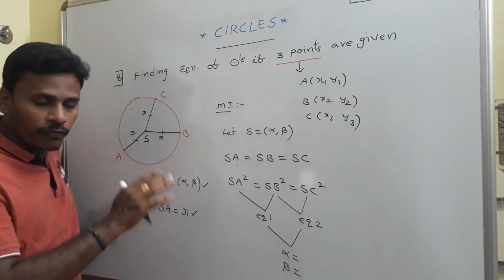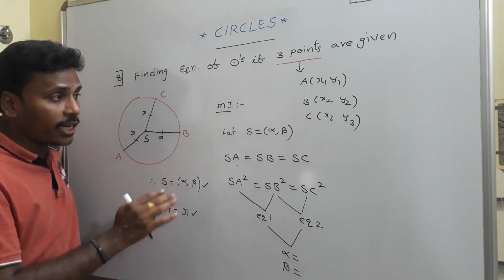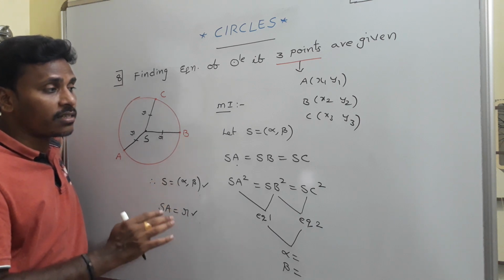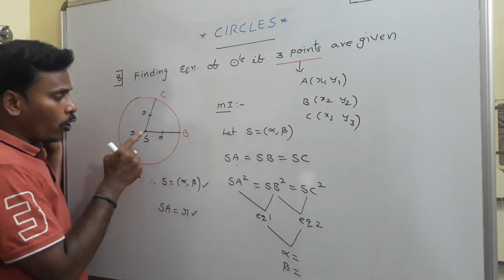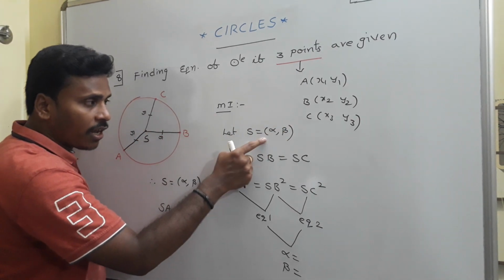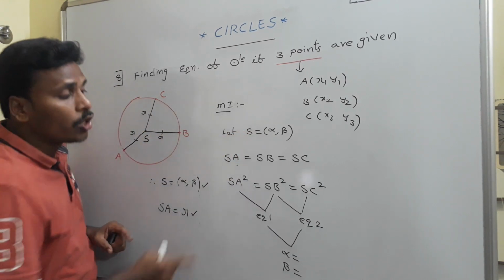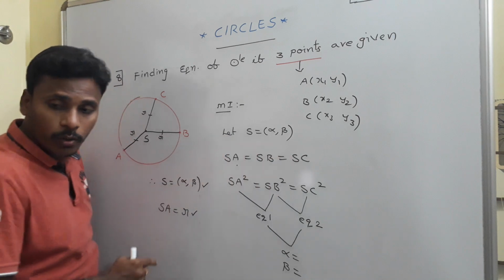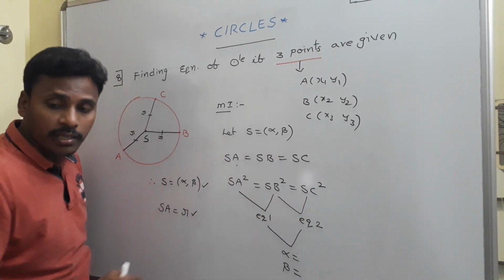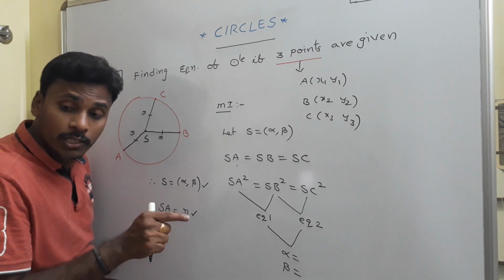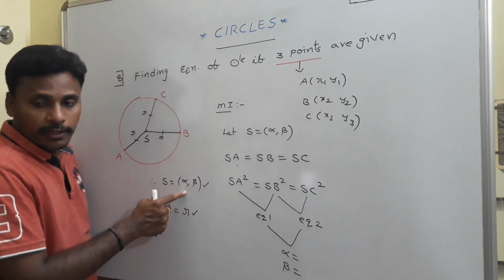This is the best and the first way of finding the circle equation if 3 points A (x1, y1), B (x2, y2) and C (x3, y3) are given. Once again, just revise. I have 3 points. I don't know the center. Let the center be S (alpha, beta). We know that the center is equidistant from all the 3 vertices. So write SA, SB, SC are equal. Square them. Equalize these two and equalize these two. We will get 2 equations in terms of alpha and beta.